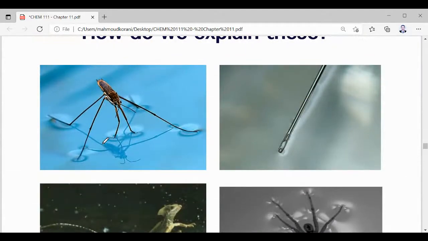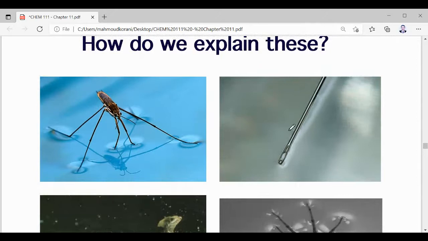Have you seen this kind of thing before? You could see that some insects stand on the water surface without sinking. And also, I'm sure you have seen that if you have a very small steel nail and you put it on the surface of water slowly, you will find it stays on the surface of the water. Why? It doesn't sink.